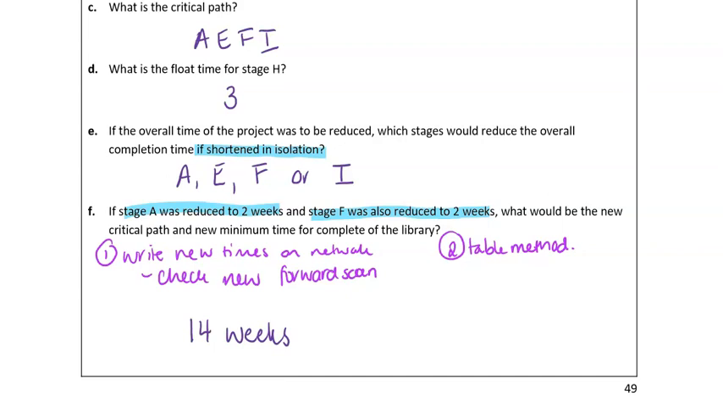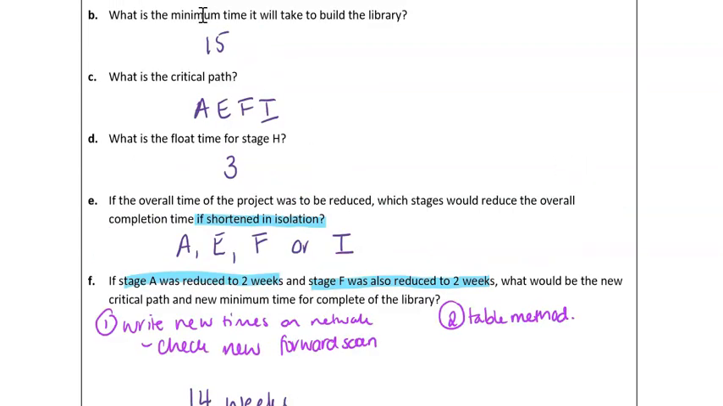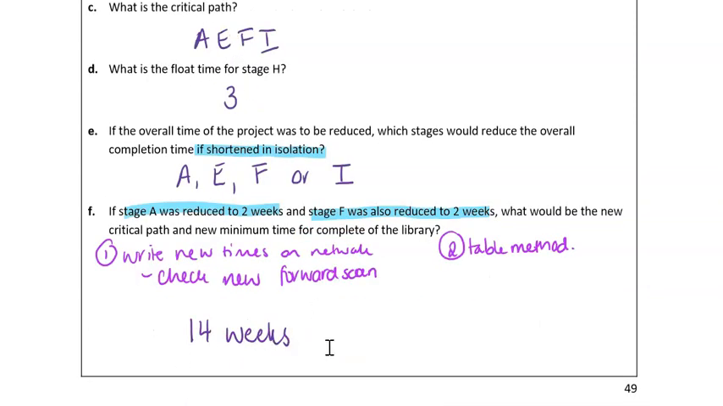And so you can see there, even though we actually cut 4 weeks in total in time from the activities in the network, so from those stages, we ended up only saving 1 week. Okay, the original overall completion time or minimum time is 15, and we got it down to 14 weeks.